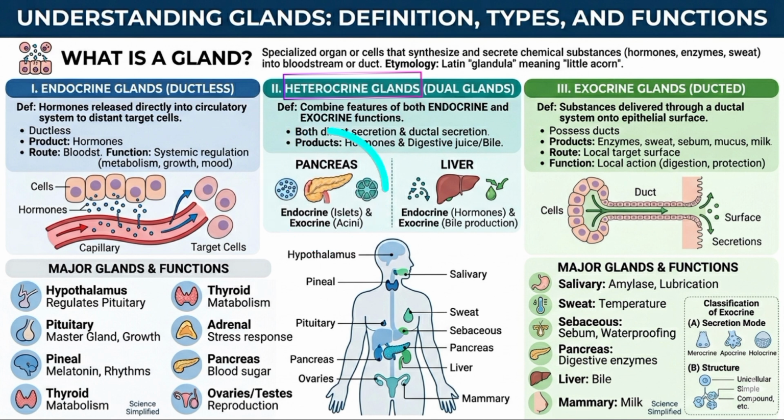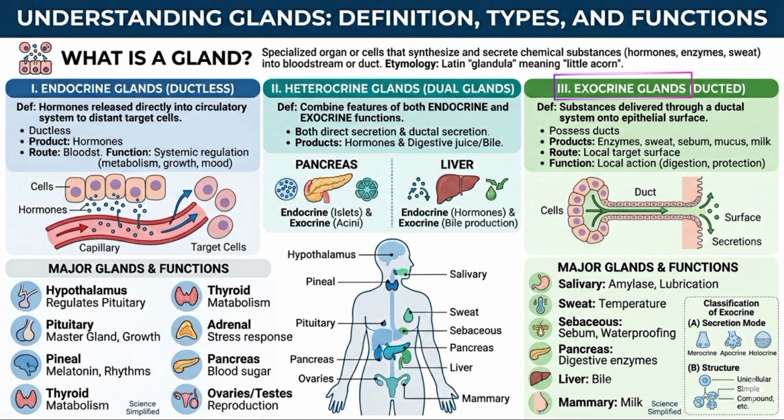Examples: look at the pancreas illustration here. It acts as an endocrine gland through its islets and as an exocrine gland through its acini. Look at the liver illustration next to it. It acts as an endocrine gland by producing hormones and as an exocrine gland by producing bile.